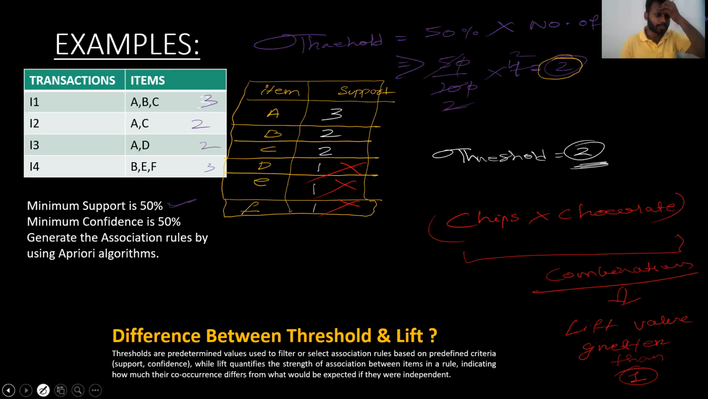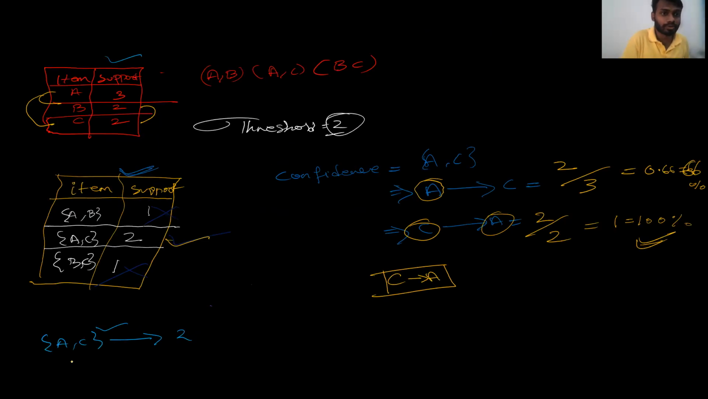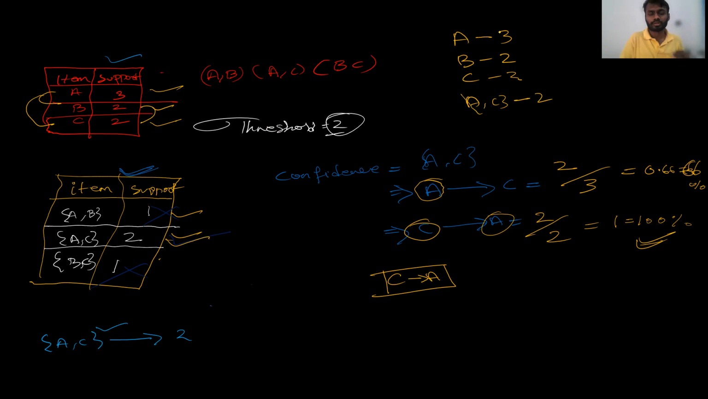The output will become like this. The first output will be 3, 2, 2. Similarly, you will get A is 3, B is 2, C is 2, and then A, C is 2. So likewise, the answer will become clear.